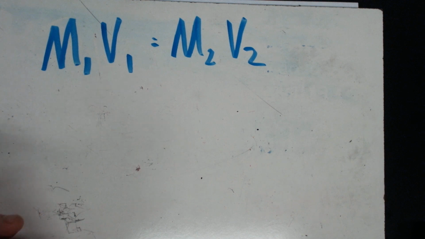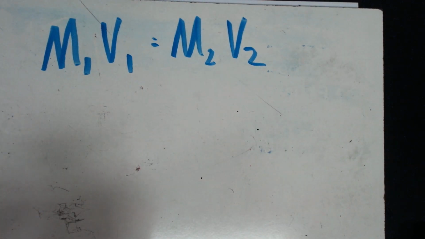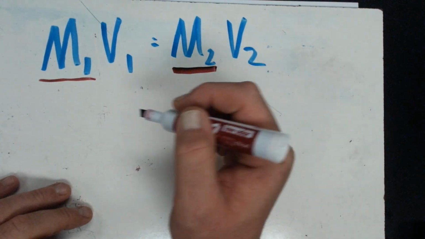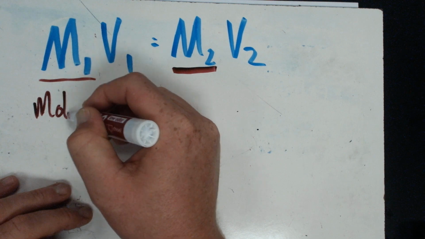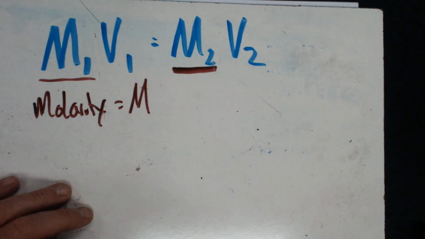This one is over the formula M1V1 equals M2V2. So at first, just kind of what do these mean? Okay, this M is molarity. So molarity is going to be a capital M. That's our unit we'll use for this.